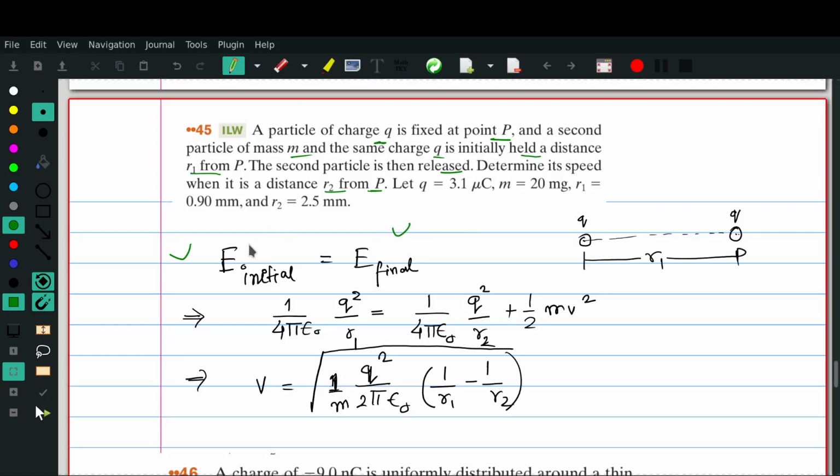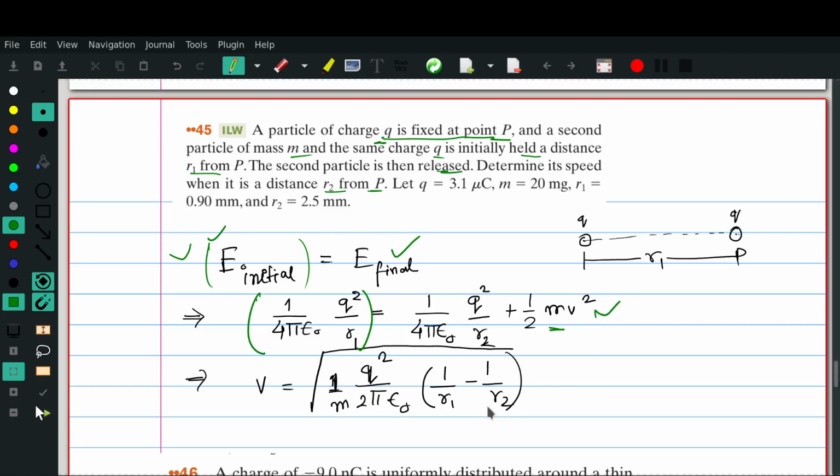We'll think about what our initial configuration of charges was, and calculate the initial energy from that configuration. Then we will see what our final configuration of charges is, and calculate the energy for that configuration also. Initially there was only the potential energy, because the charge was fixed, so the q is fixed at point P and there is no kinetic energy. Now the second particle is released, which means finally it will have obtained some kinetic energy.